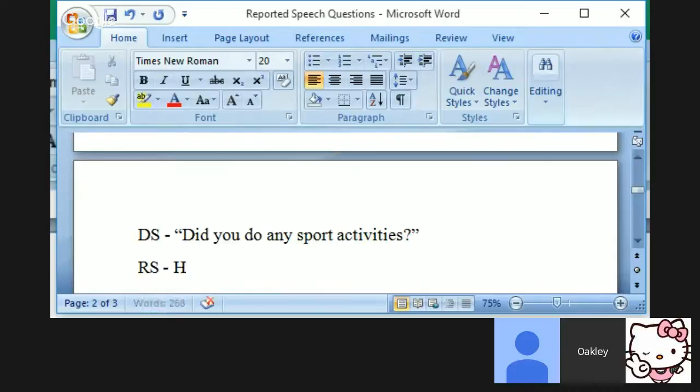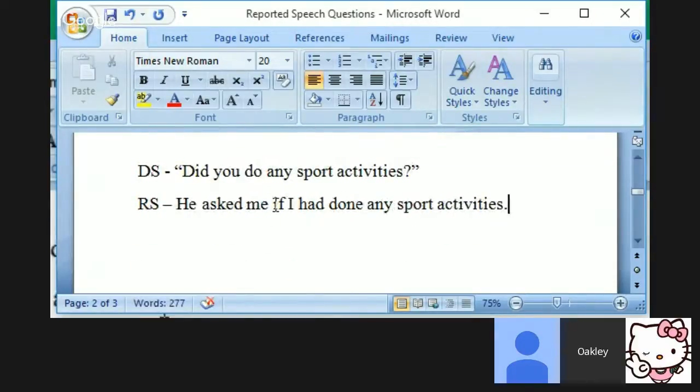All right. He asked me if I did any sport activities, or maybe if I had done. There you go. Yes, that's right. Instead of if I did, definitely need to use the backshift. If I had done any sport activities. Period. That's it. Very good. Again, you both used if, you can use whether as well.